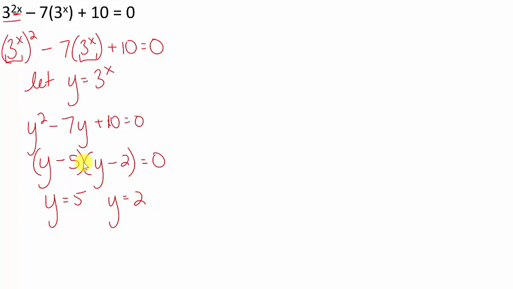You just have to remember at the end to go back to this because we want our answers in terms of x. We weren't given an equation that had a y in it, so we want to take our answers back based on this equation here. So everywhere I see y, I'm going to put 3 to the power of x. So I'm going to have 3 to the power of x equals 5, and 3 to the power of x equals 2. And of course now we're back to what we've seen before.